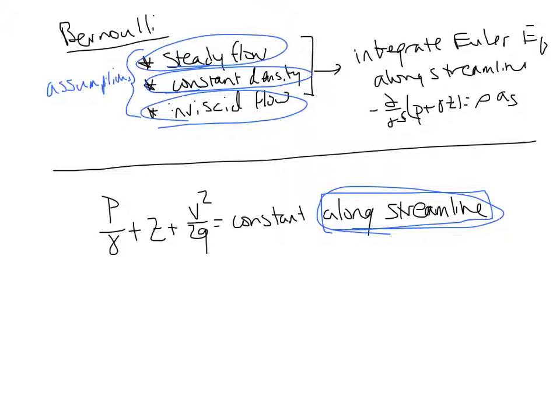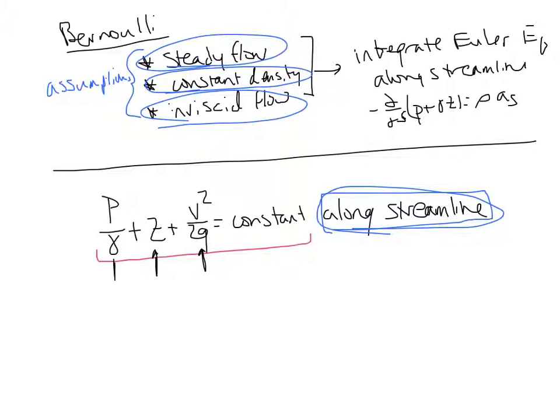Once those conditions are met, then we can use the fact that p over gamma plus z plus v squared over 2g is a constant, and apply it in the same way that we used piezometric head previously, going, say, from point 1 to point 2. Now we have a relationship between velocity, elevation, and pressure.